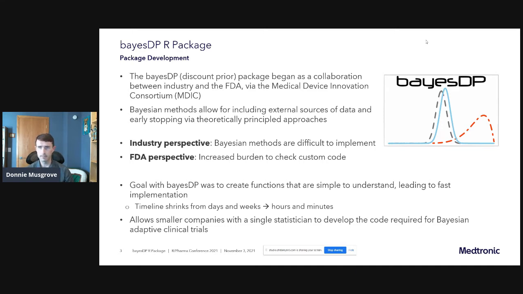And then at the same time, the FDA perspective is that there's an increased burden to check these submissions. And so they have tight turnarounds. The submissions need to be well organized, and they need code that they can actually rerun and understand. So that was the goal with this bayesDP package, and it was to create functions that are simple to understand and leading to fast implementation.